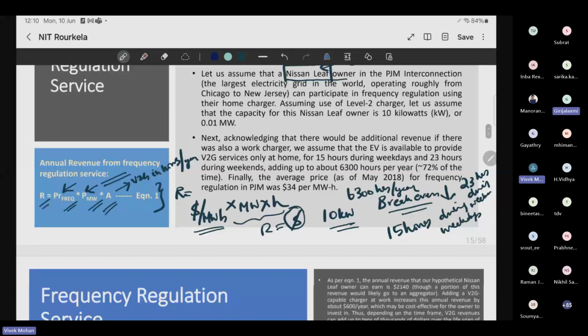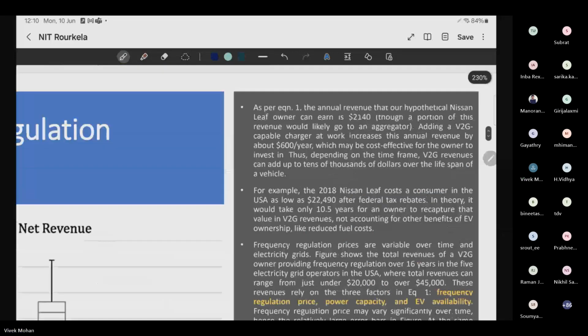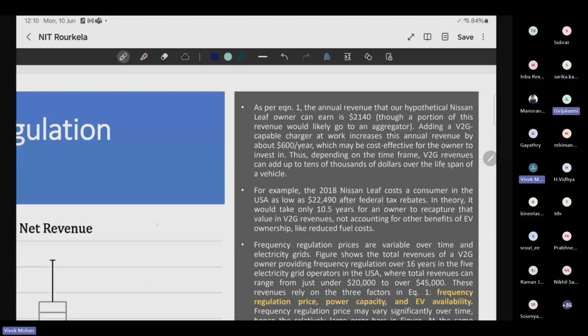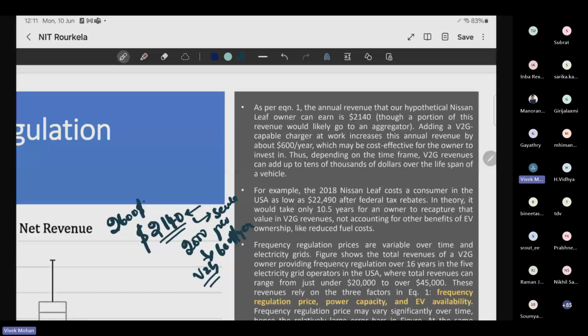Okay. Now, how much is he going to earn? As per this equation, the Nissan Leaf owner can earn $2,140. But out of this $2,140, a small amount will go to the service provider. Let's say $2,000 he earned in any year. Now, if he is earning additional revenue from office also, if he is buying a V2G capable charger and uses it at office also, then he can have an additional revenue of $600 per year. So total is now $2,600 per year.